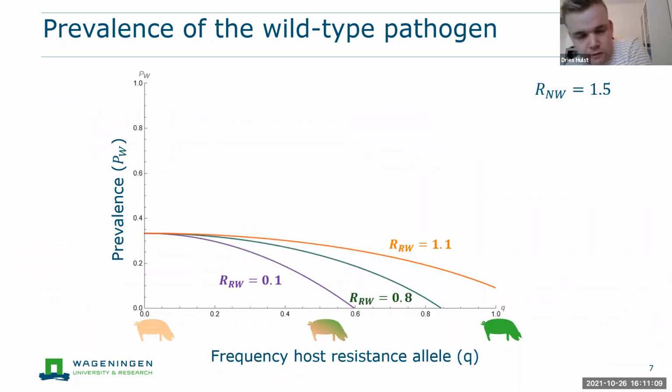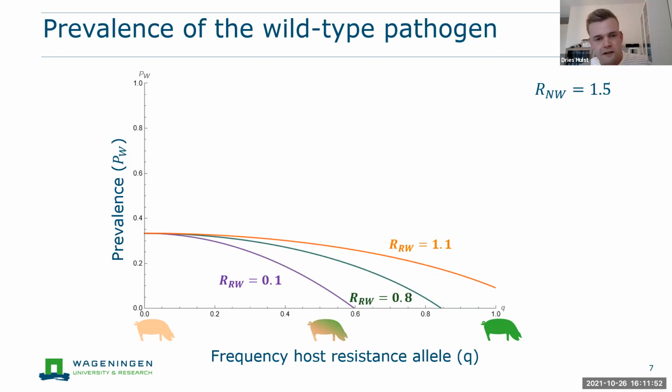But with this model, what I show in this figure is the prevalence of the wild type pathogen in the host population over the frequency of the resistance allele. Across the x-axis, from left to right, the resistance increases. So on the left we have a fully non-resistant population, and on the right a fully resistant population. And the three lines represent different levels of the reproduction ratio of the wild type in resistant hosts, the second one I showed on the previous slide.